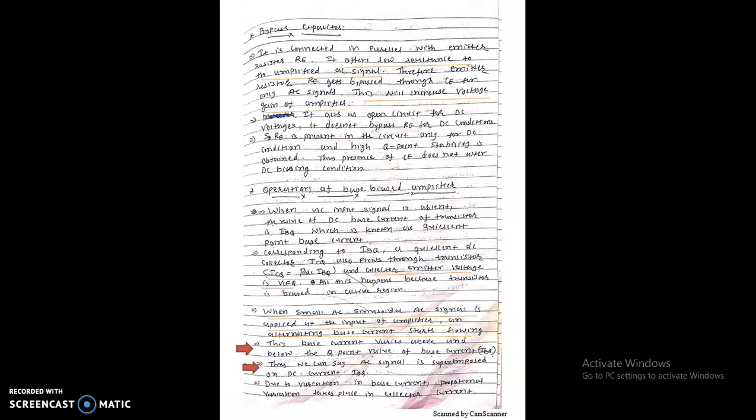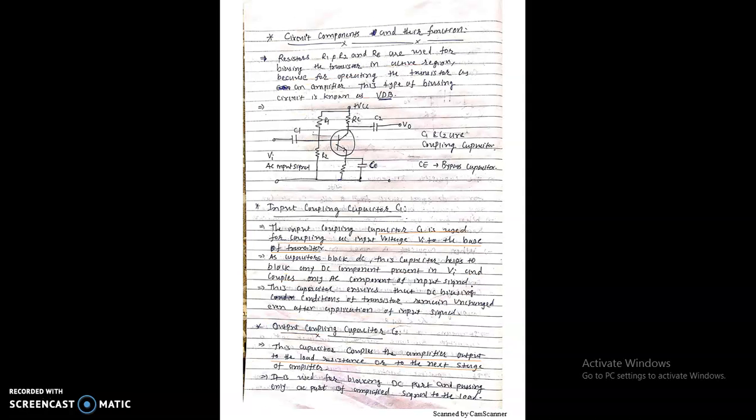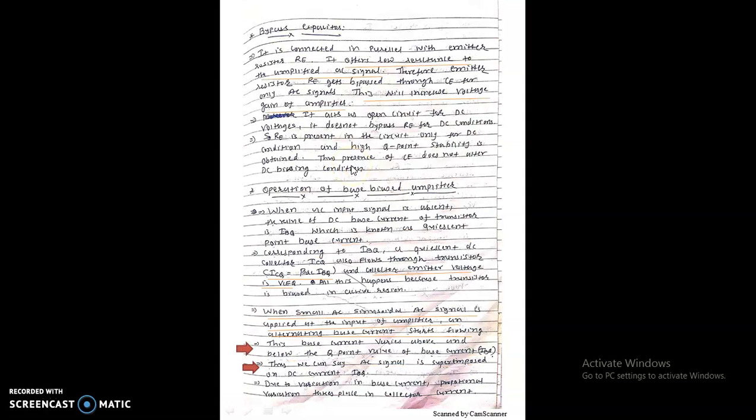Another component is the bypass capacitance. The most important definition: what is bypass capacitance? It offers low reactance to the amplifier AC signal. The emitter resistance RE, as you can see in the figure, is connected in parallel with the bypass capacitor CE. So RE gets bypassed through CE for only the AC signal. This will increase the voltage gain of the amplifier. It acts as an open circuit for DC voltage and does not bypass RE for DC condition. These are the different components.